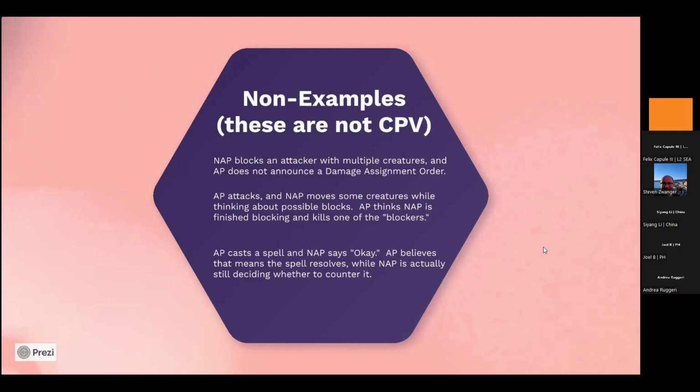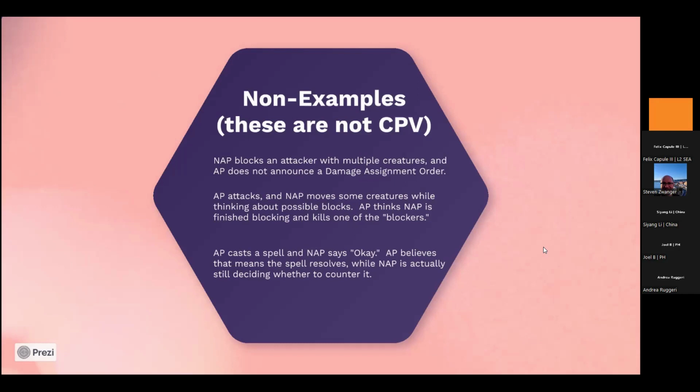There's definitely bad communication here. The non-active player didn't say anything to clarify what they're doing. The active player made an assumption based on the silence when they could have asked a question to clarify what's going on. The players have communicated very poorly here. But it's not a CPV. Nobody made a wrong statement about free information or status information or derived information.